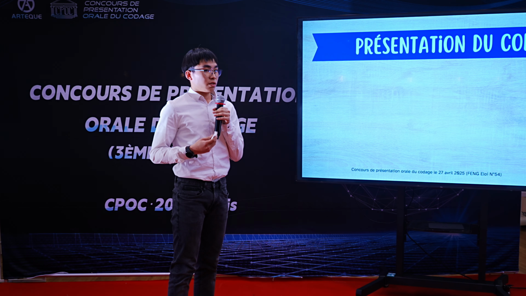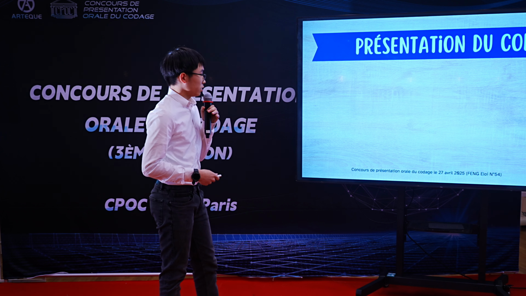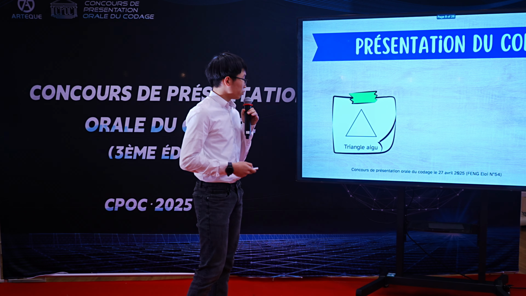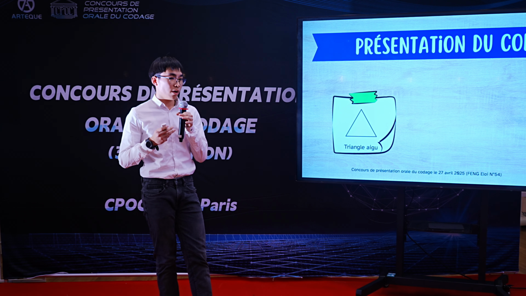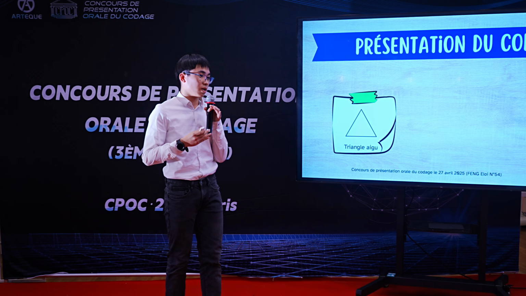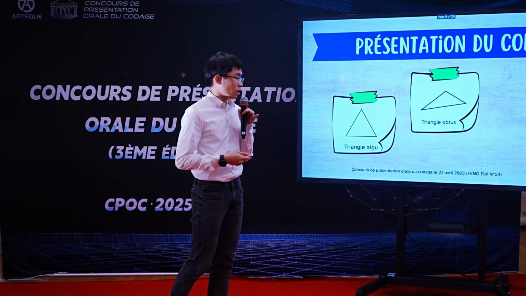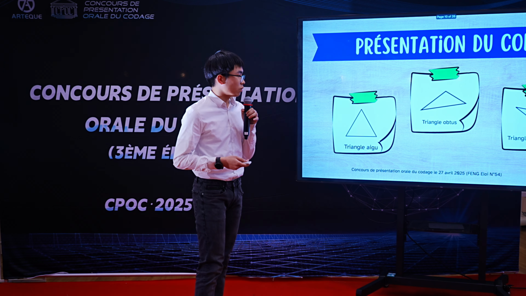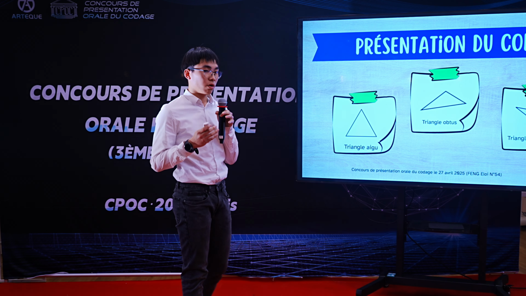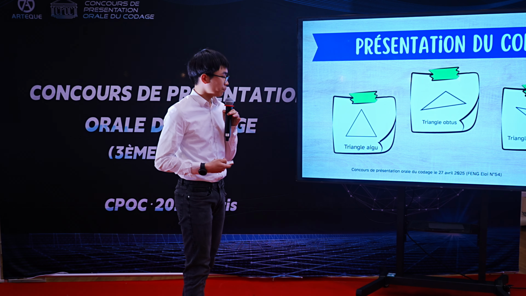So now I will present the three different triangles in this project. There is the acute triangle, a triangle with 3 acute angles, so 3 angles smaller than 90 degrees. The obtuse triangle, with 1 angle higher than 90 degrees. And the oblique triangle, it's just a triangle without a 90 degrees angle.